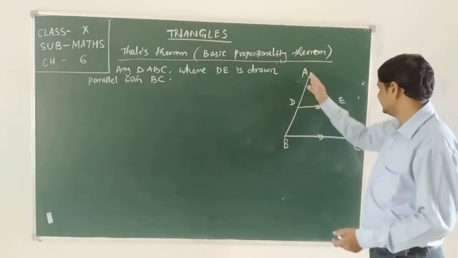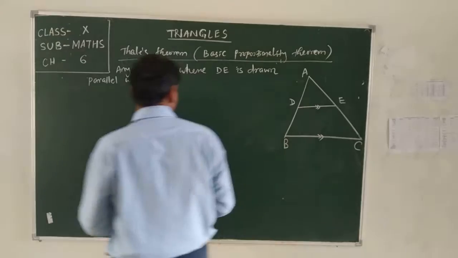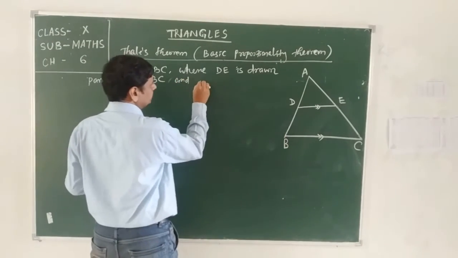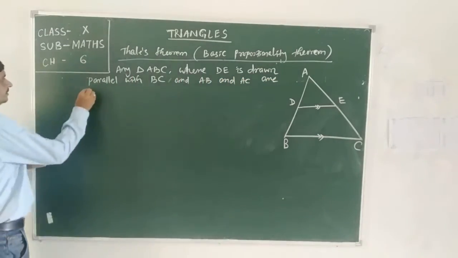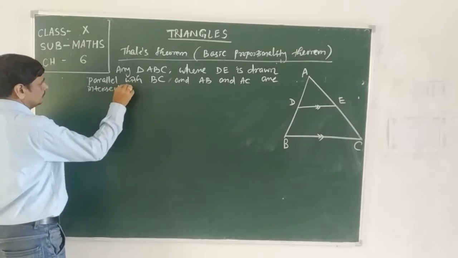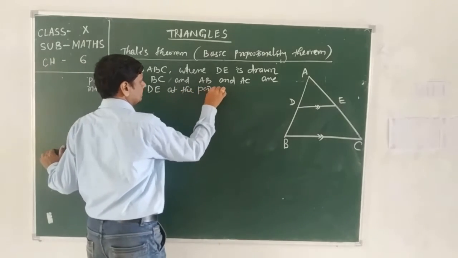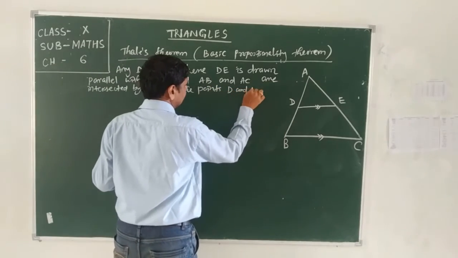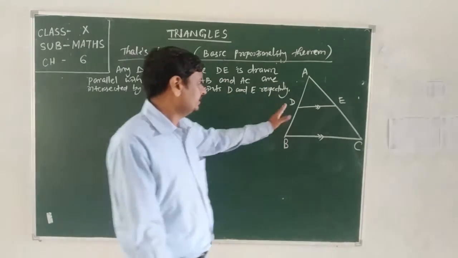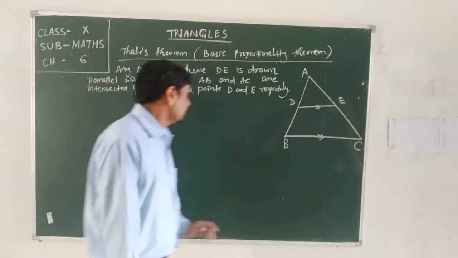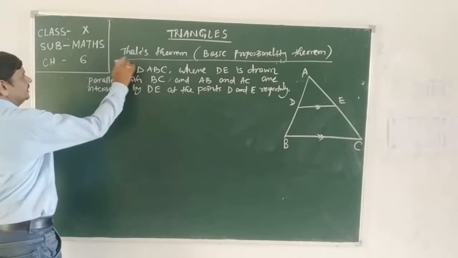Here the other two sides AB and AC are intersected by this line at the distinct points D and E respectively. That is given, and we have to show the following.